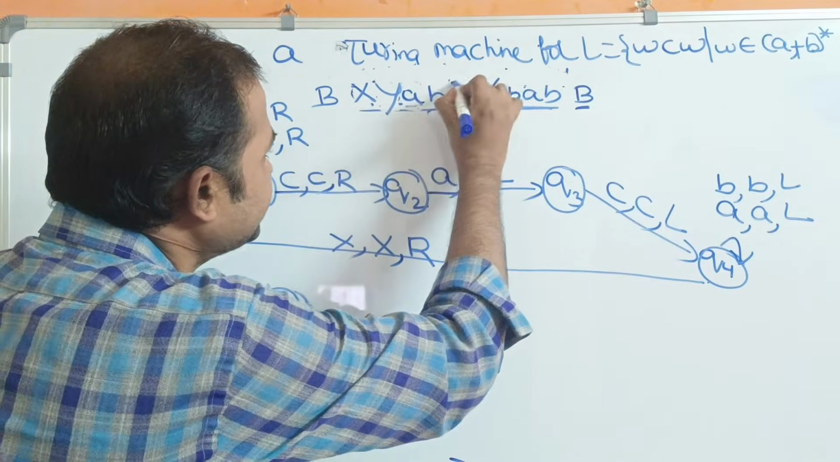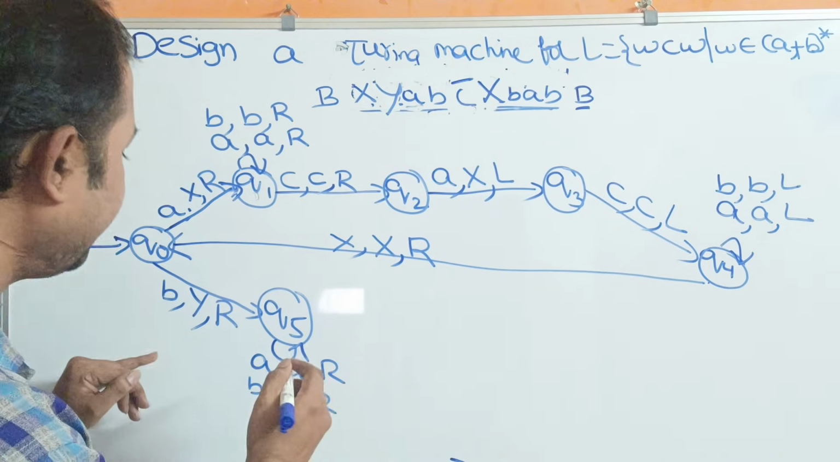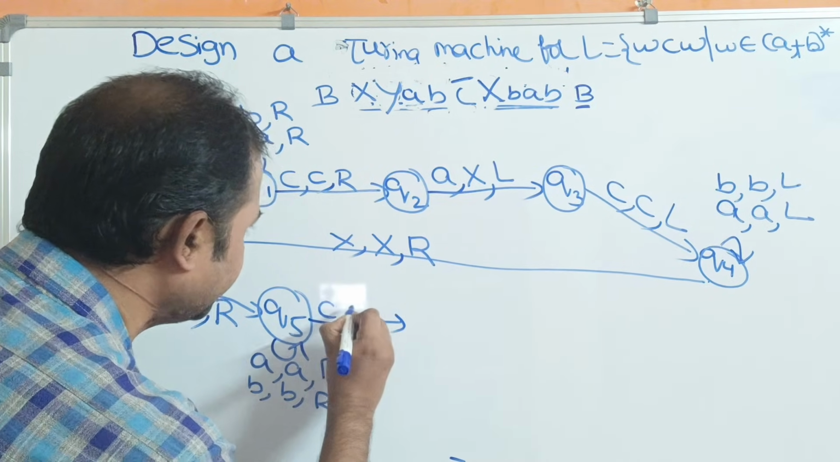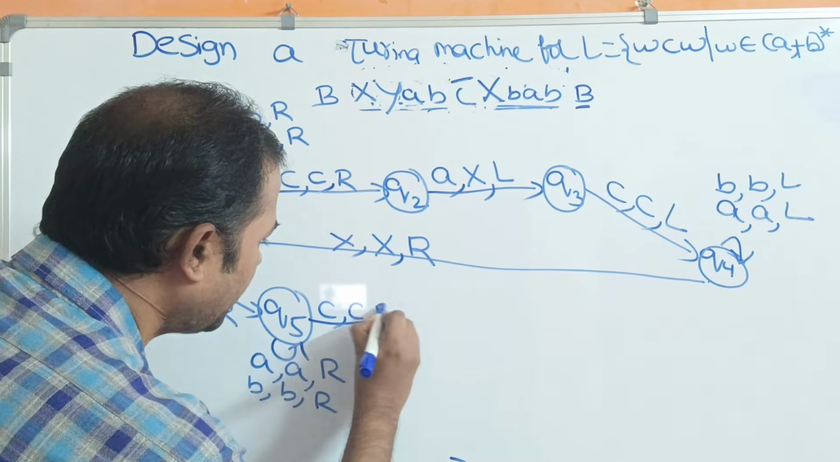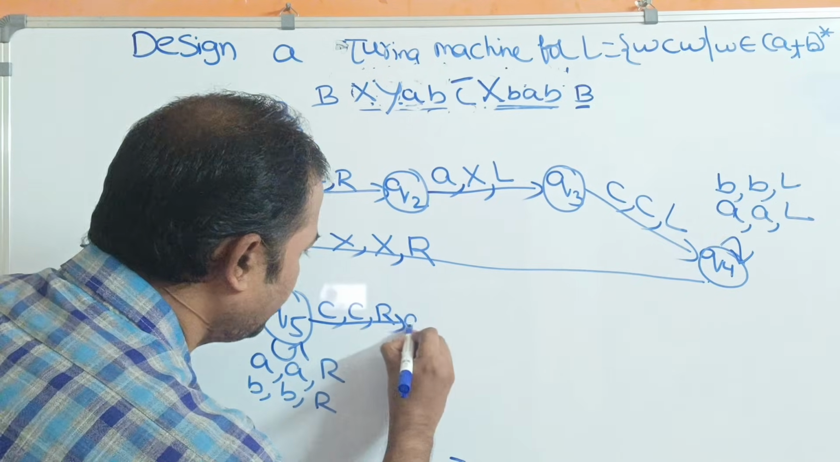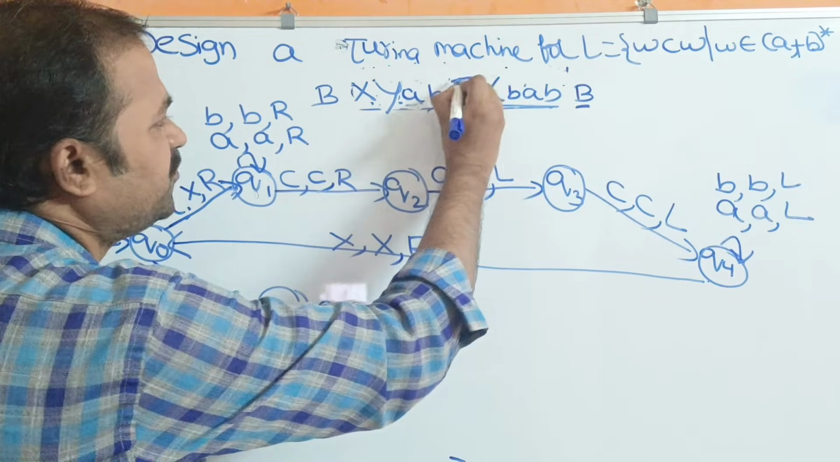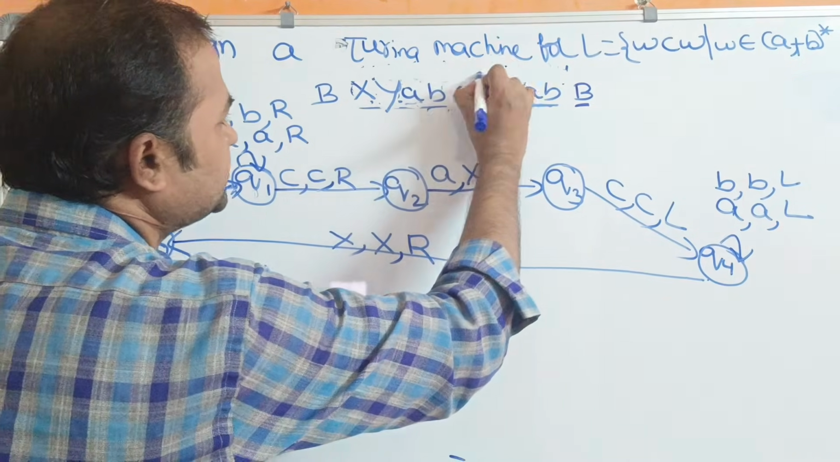So now we are at the C character. What is the next state here? Q5. On Q5, if we read C, keep it as same only, but move the head towards the right. What is the next state number? Q6. Keep it as C only, but move the head towards the right.